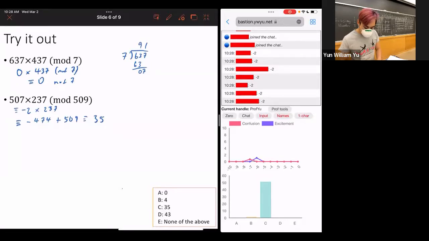Let's zero that out again. And let's try another one. So what's 367 squared mod 369?